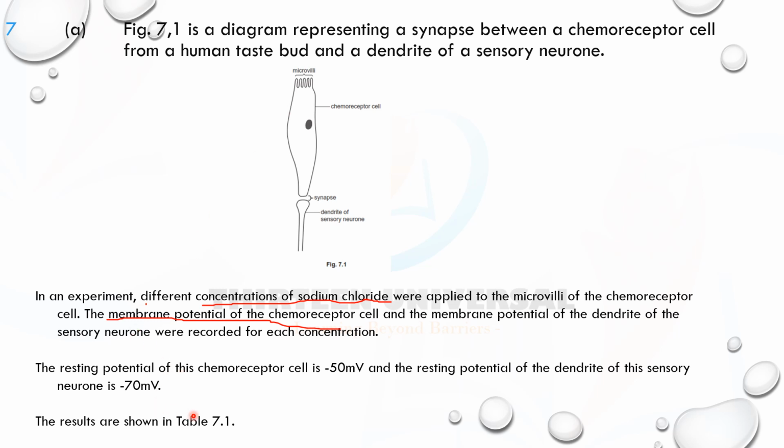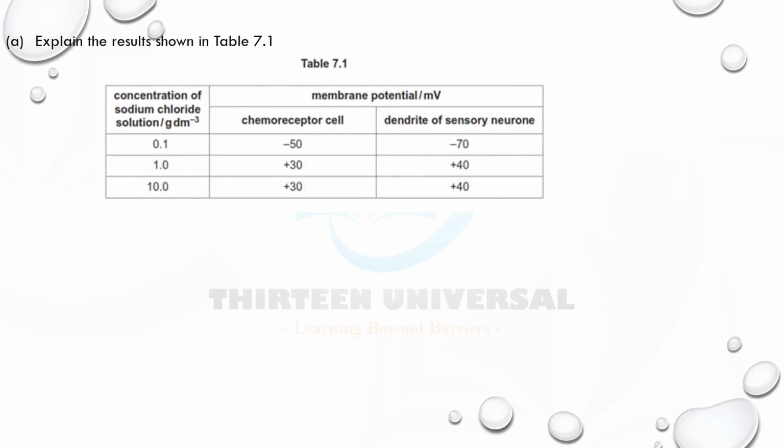The results are shown. Remember that what happens here determines what happens here. So this is the result. Explain the results shown in Table 7.1. Pause this video and try it.